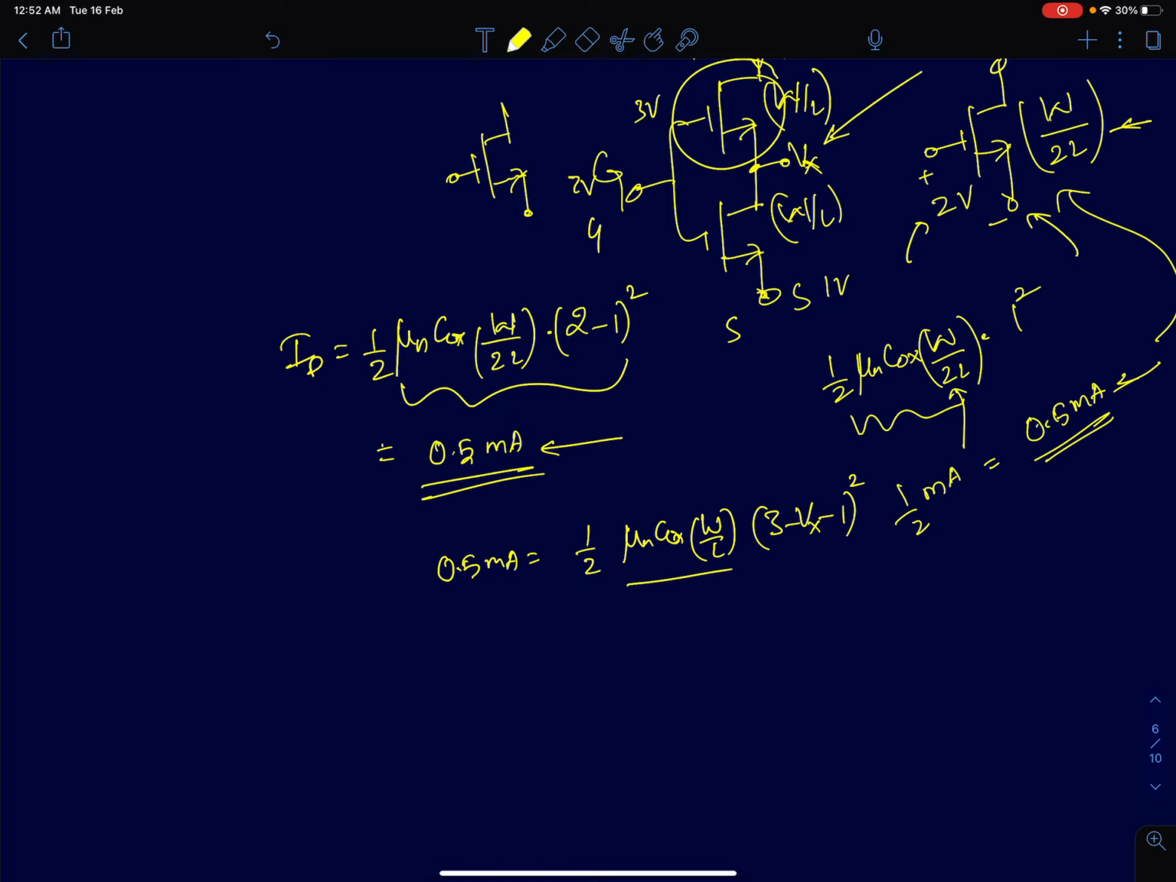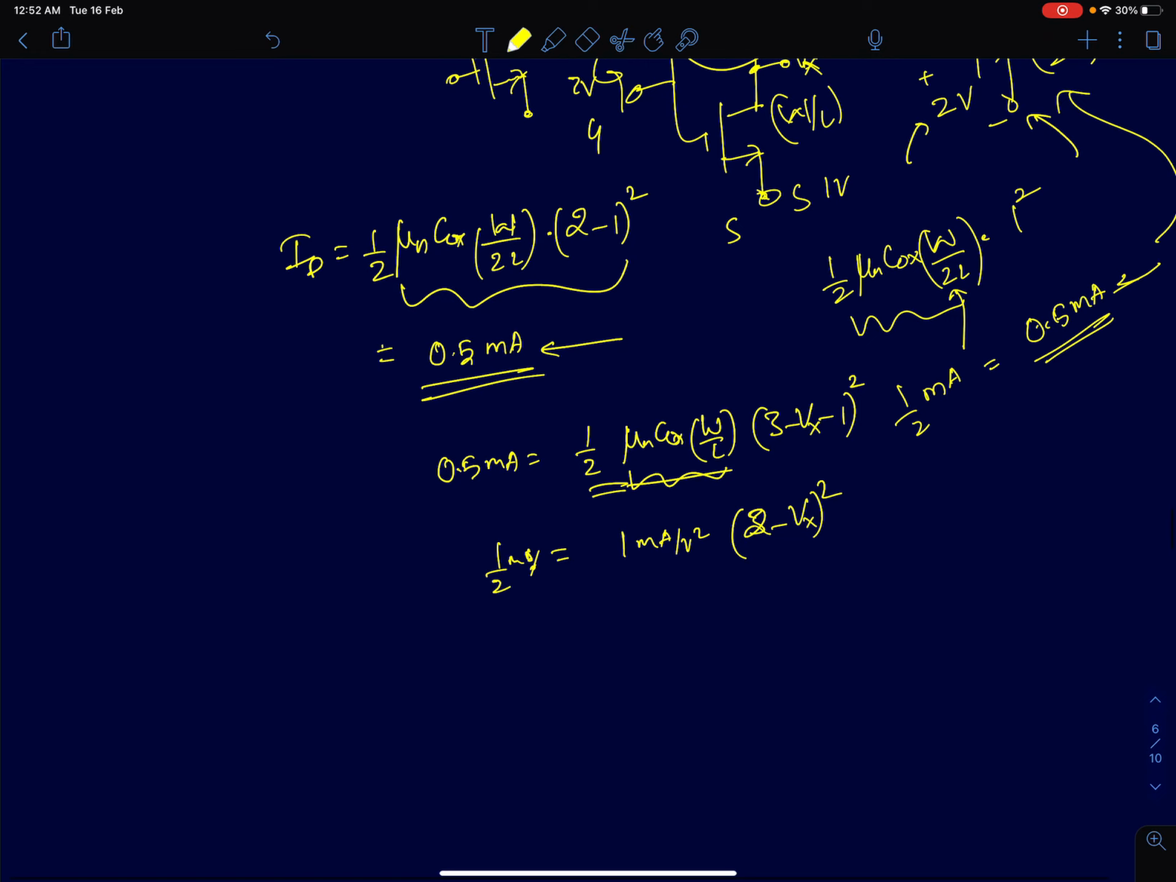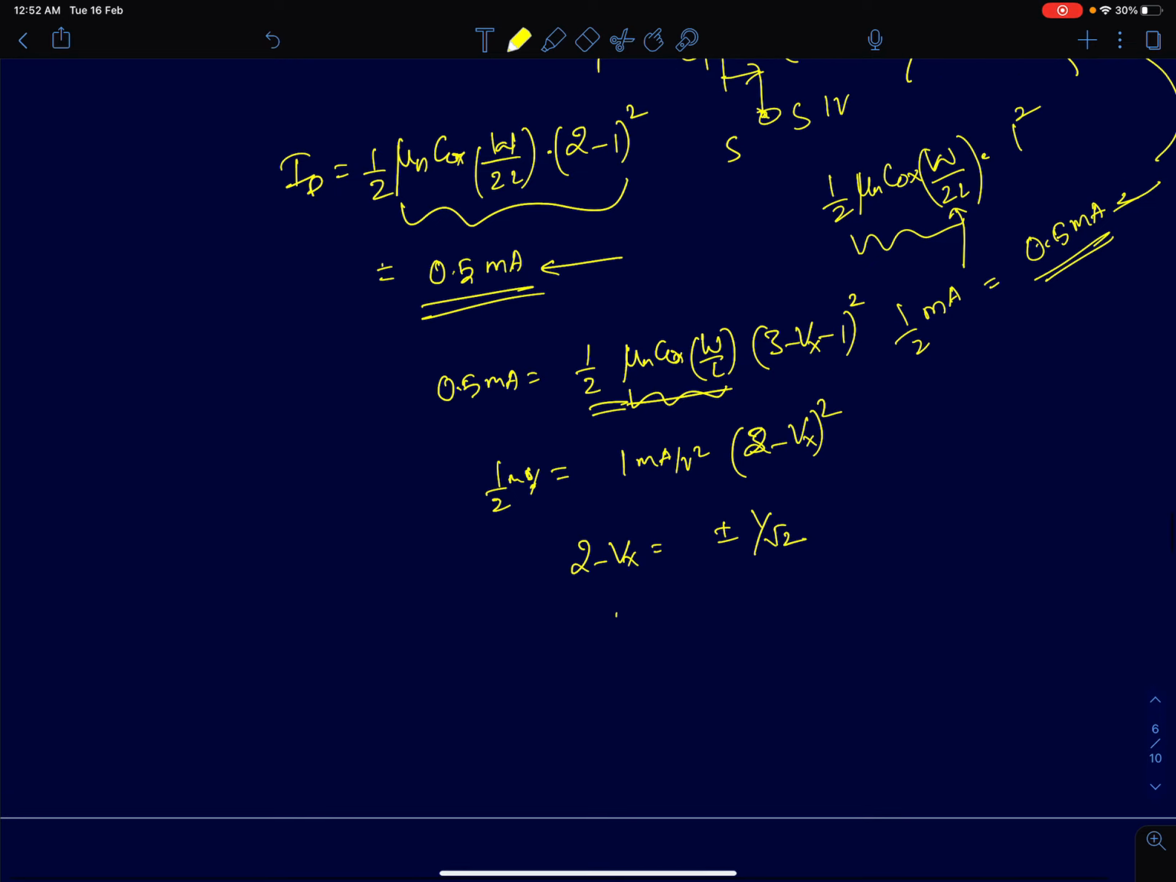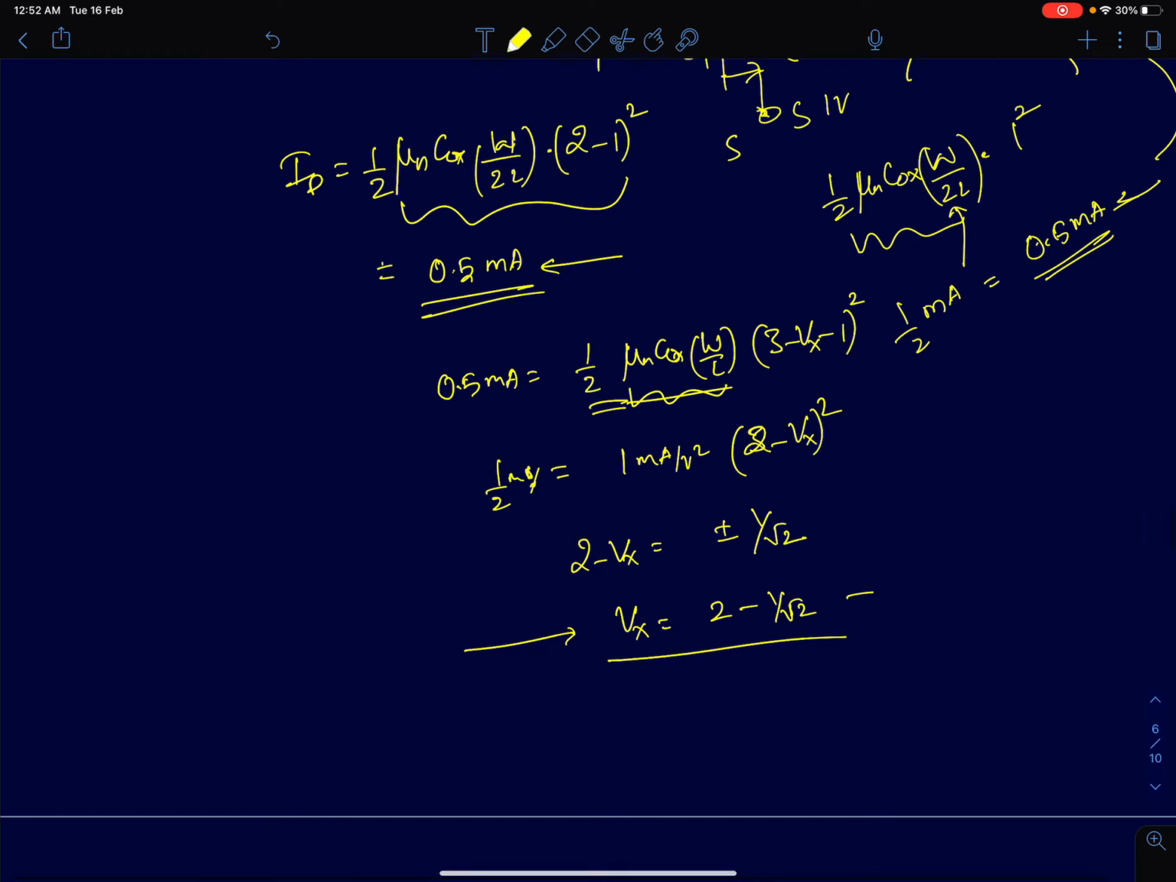Here if you see this term, mu n Cox W by L into half is given as 1 milliampere per volt square. So you will be left with 2 minus Vx the whole square equals half a milliampere. So you will get the result 2 minus Vx equals plus minus 1 by root 2, and so Vx will be equal to 2 minus plus 1 by root 2. But we know Vx is less than 2, so I just discard the solution which is 2 plus 1 by root 2. You are left with 2 minus 1 by root 2, and this will be approximately equal to 2 minus 0.707, which is 1.293, or 1.3 approximately.